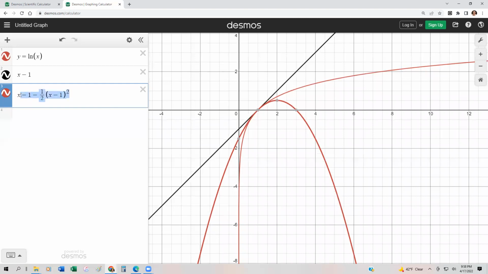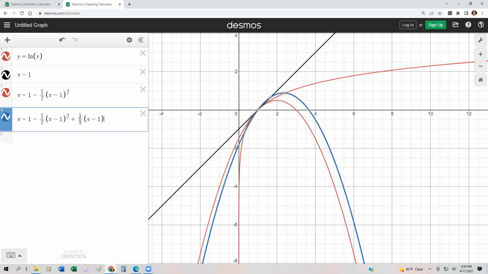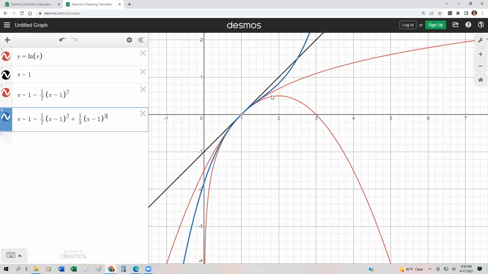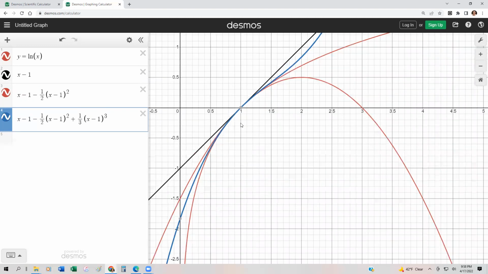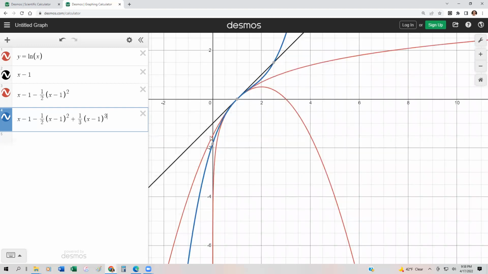All right, I'm going to copy this, and the next one we had was plus a 1/3 of x minus 1 to the third power. All right, so starts getting a little bit better. Okay, as we get a little further out. Okay, remember we're only trying to model it around 1. Okay, so all of these do a pretty good job around 1. All right, but ultimately we want them to really do a good job of just the natural log function.